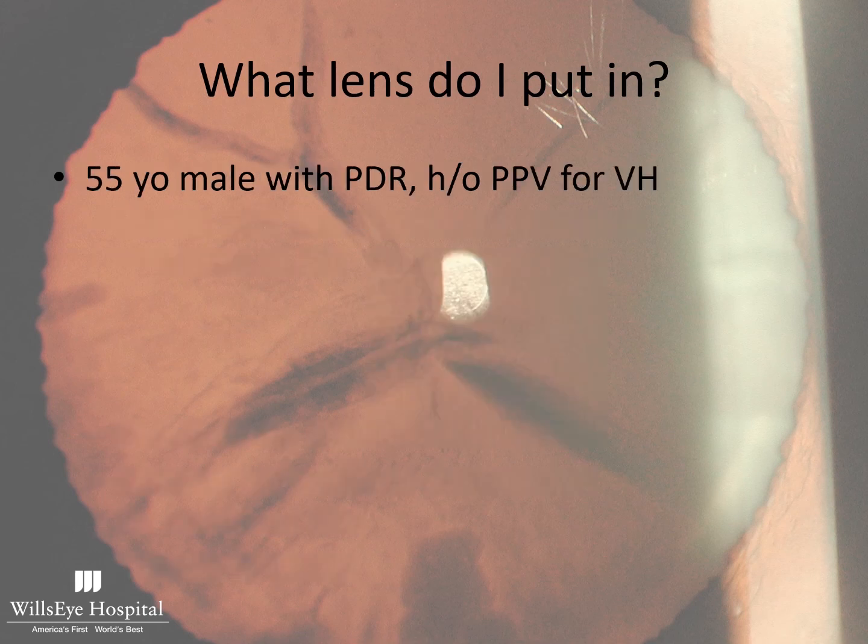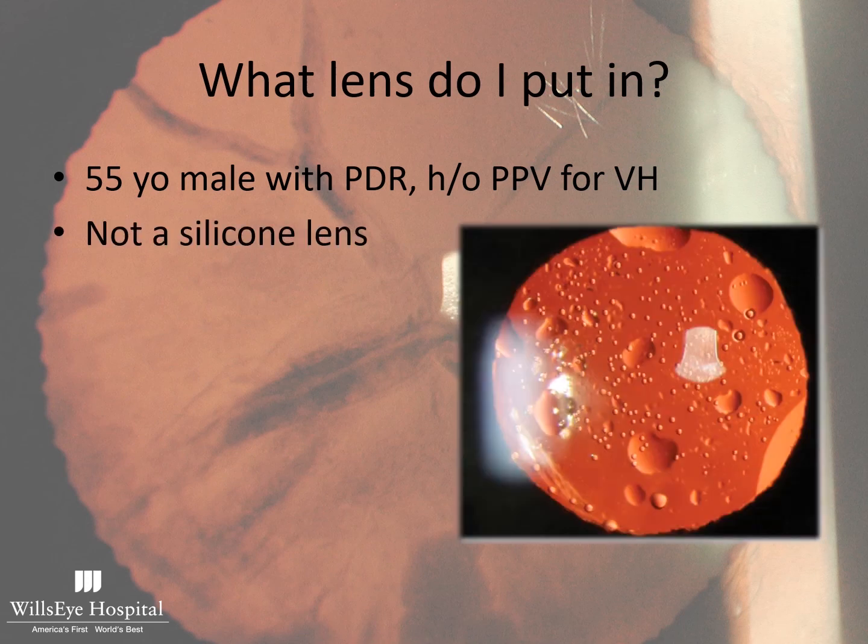Another example of a young person with PDR, history of vitrectomy already, had vitreous hemorrhage. In a young patient, maybe they're not compliant, maybe they're going to have hemorrhage again or traction. If they have some degree of TRD, you've got to be very careful. I do not put silicone lenses in my diabetic patients for this reason, because if they ever have silicone oil in the eye, you're going to get oil droplets on the back of the lens and have to take it out. So I avoid silicone lenses in these patients.